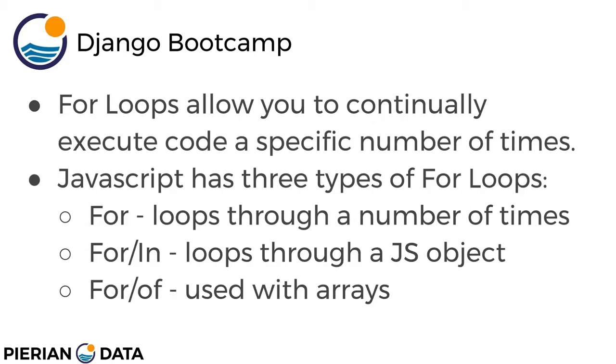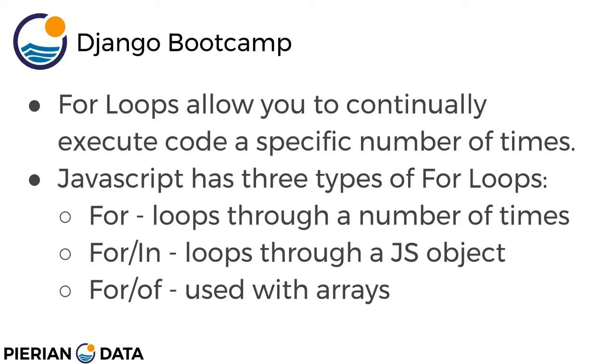Okay, so what is a for loop? Well, a for loop allows you to continually execute code, usually a specific number of times, or linked to the elements in a sequence. Now, JavaScript has three types of for loops. It has its most basic for loop, which just iterates through some block of code a certain number of times. Then it has the for in construct, which loops through a JavaScript object. And a JavaScript object is a data structure in JavaScript that we haven't covered yet. And then there's also the for of loop, which is used with JavaScript arrays, which again is another data structure we haven't actually covered yet.